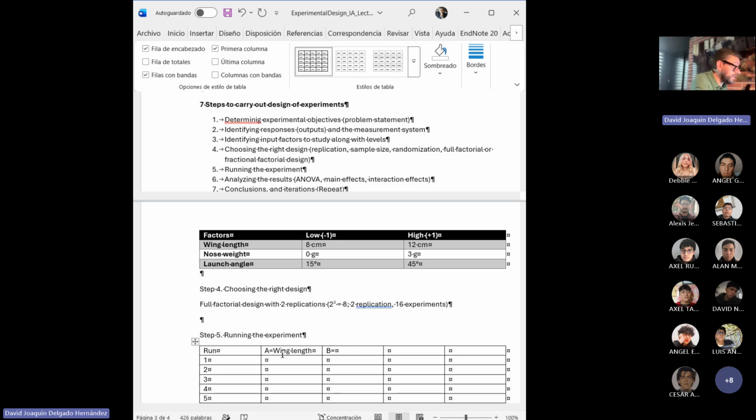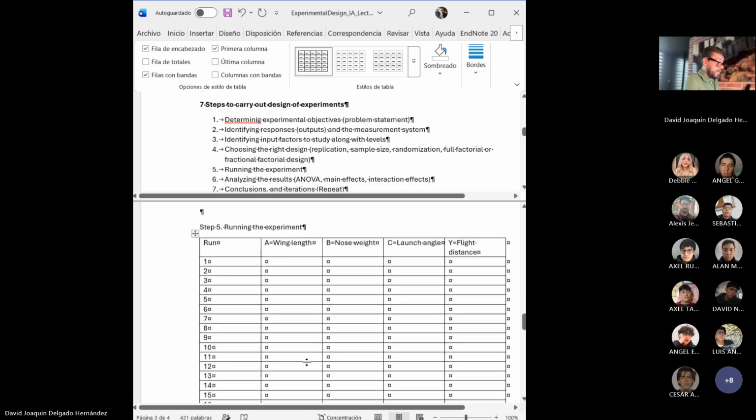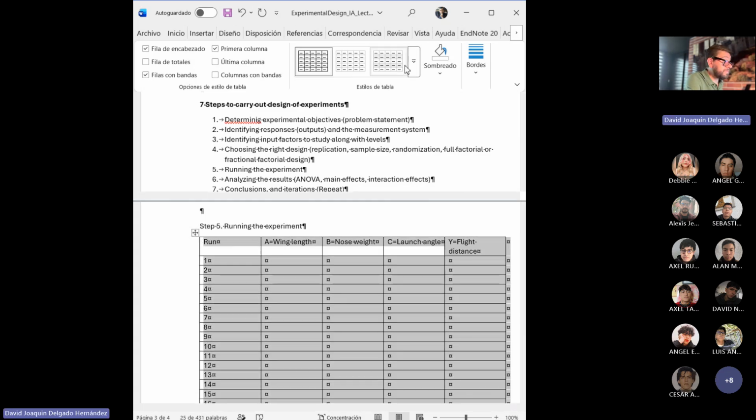Factor B, which is the nose weight. And factor C, which is the launch angle. Okay, and here is the response Y, which is the flight distance. Okay, so let me put this in a beautiful way.